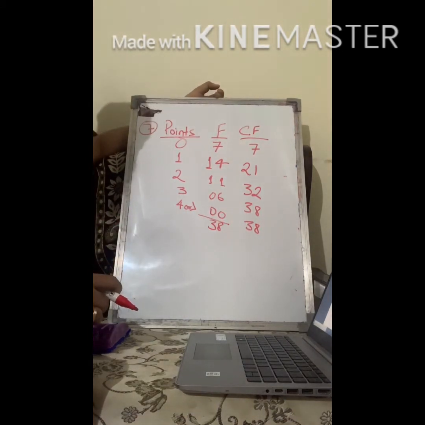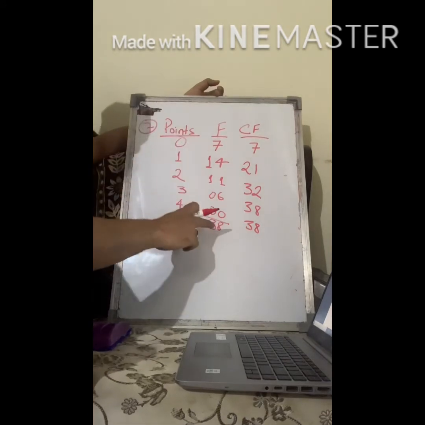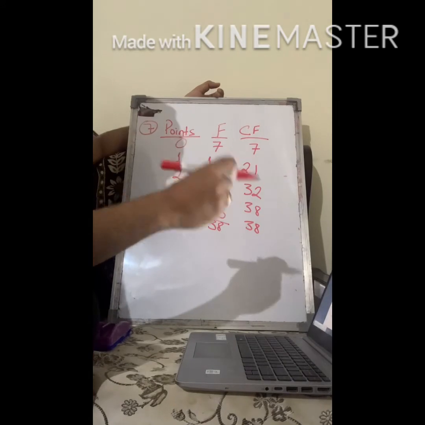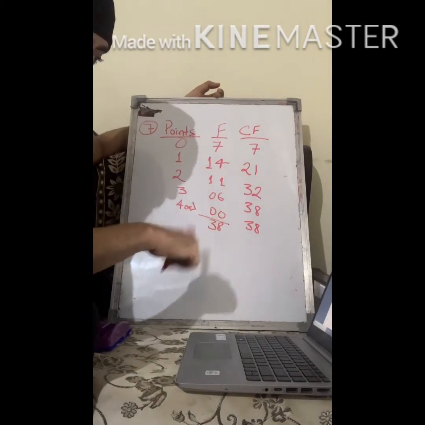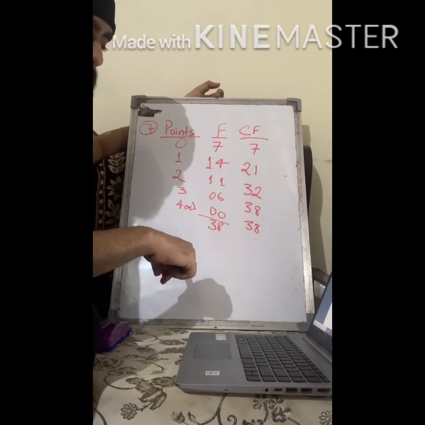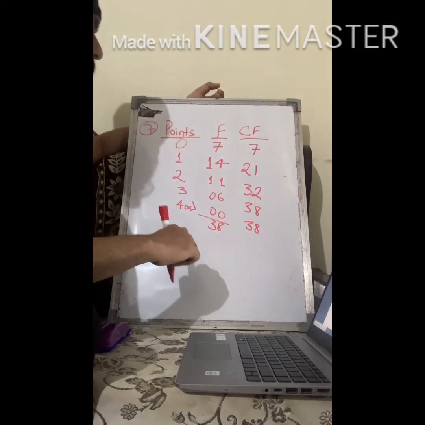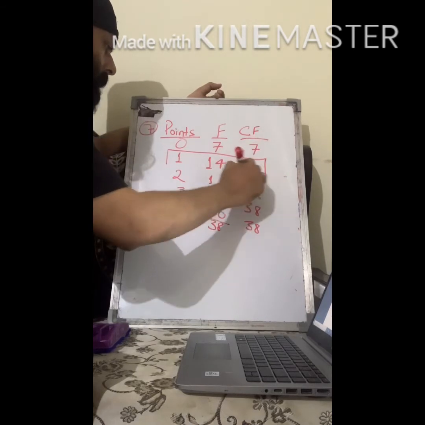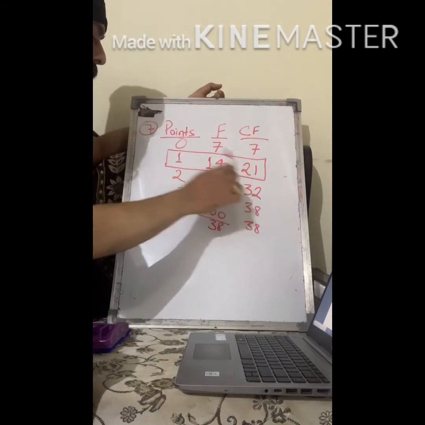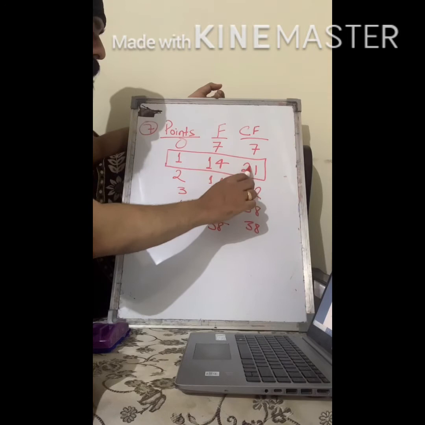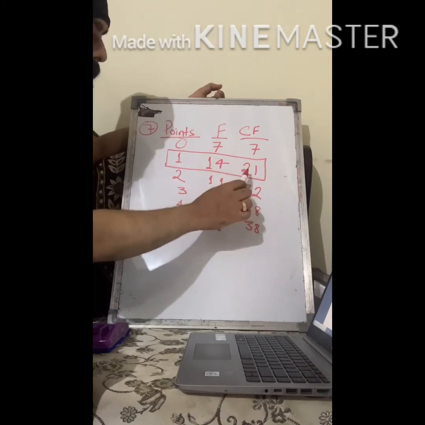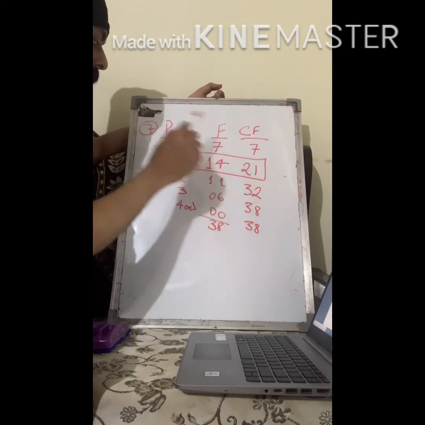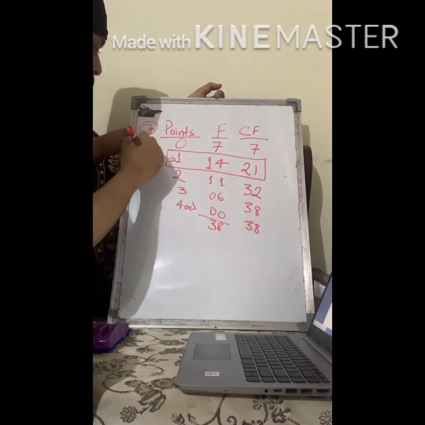What is the median? The total frequency is 38. The median will be given by (n plus 1) divided by 2, that is 38 plus 1 divided by 2, which is the 19.5th term. The 19.5th term would fall under this bracket, because this bracket has the cumulative frequency 21, which is immediately higher than 19.5. So this is the median class, and if this is the median class, then this is the median.